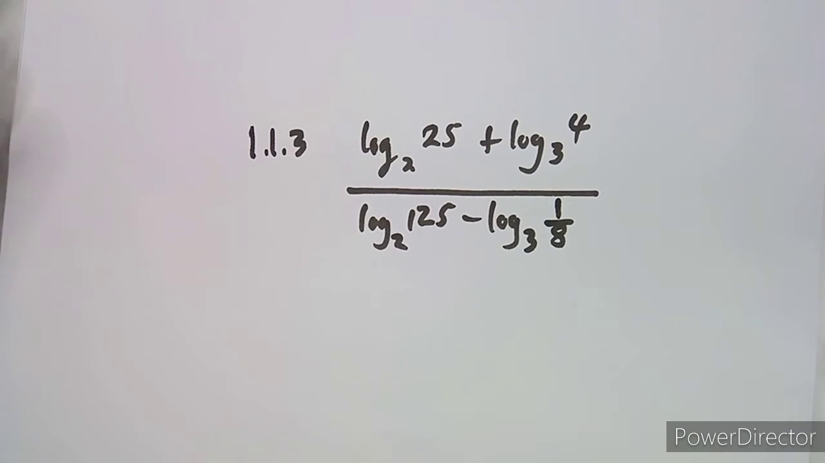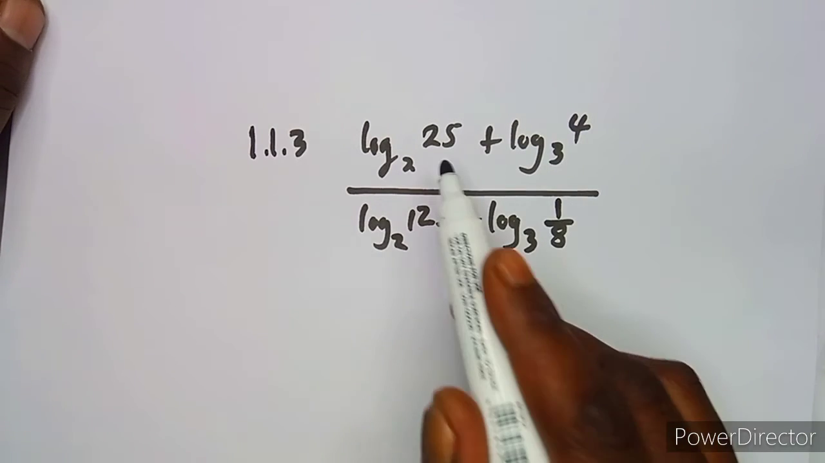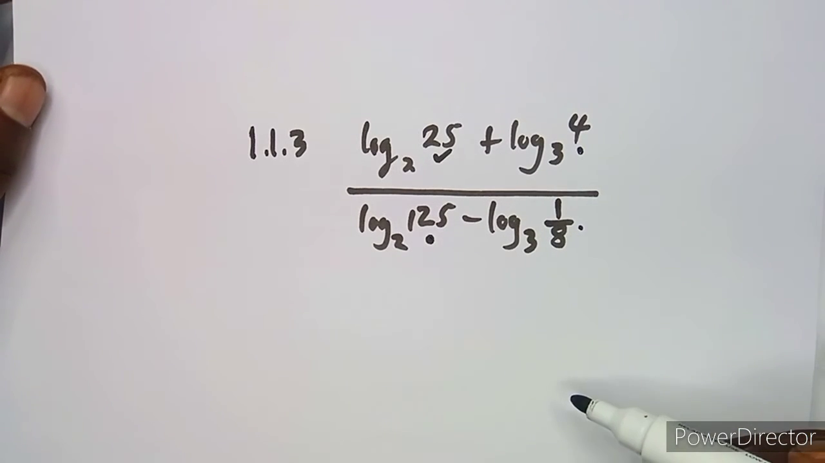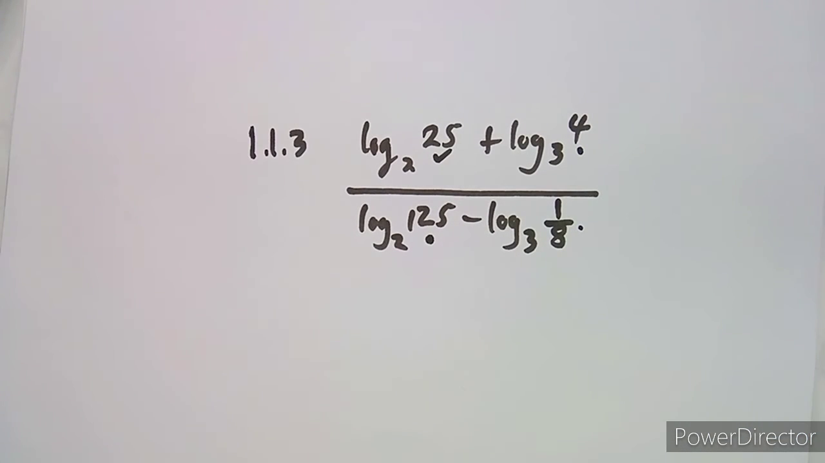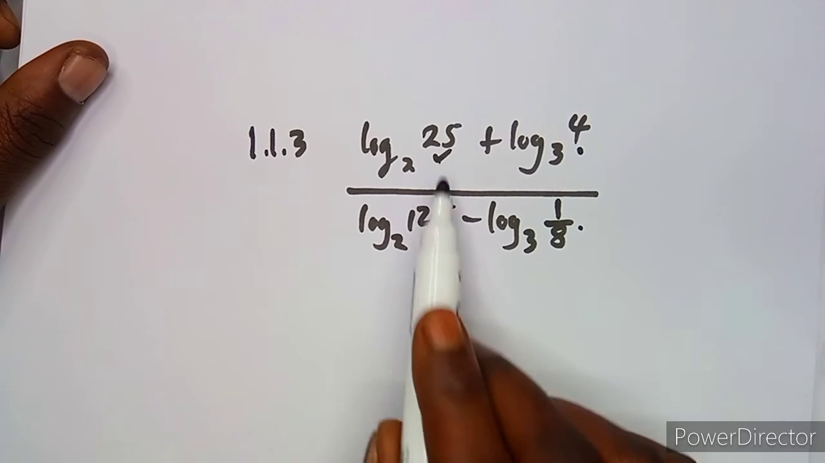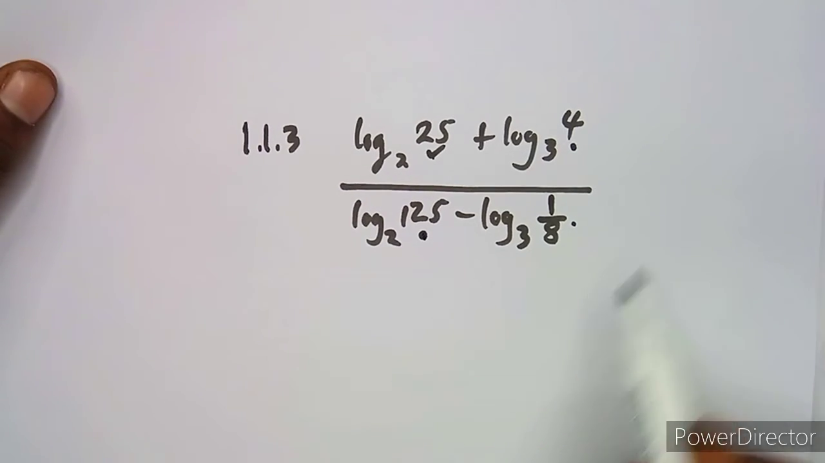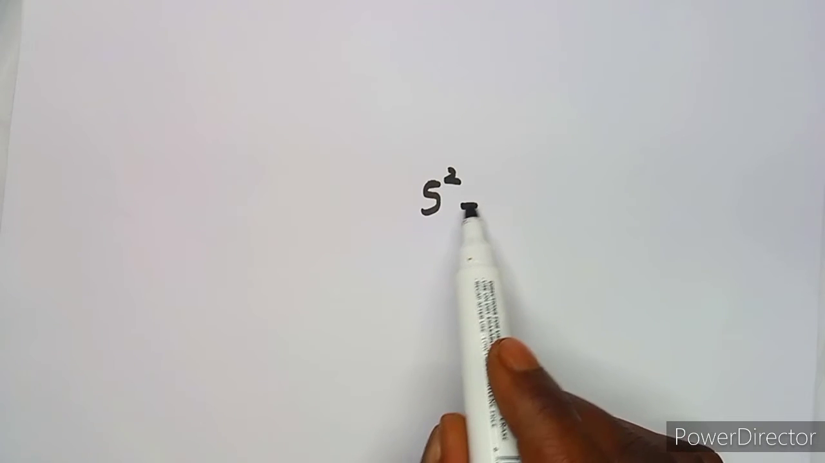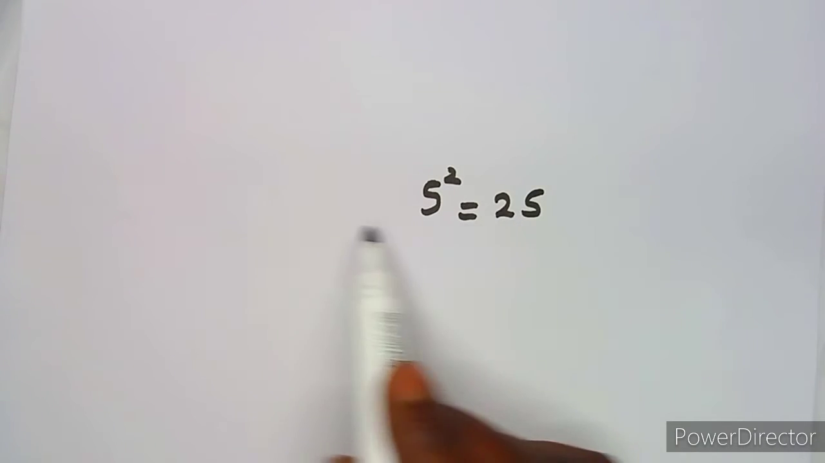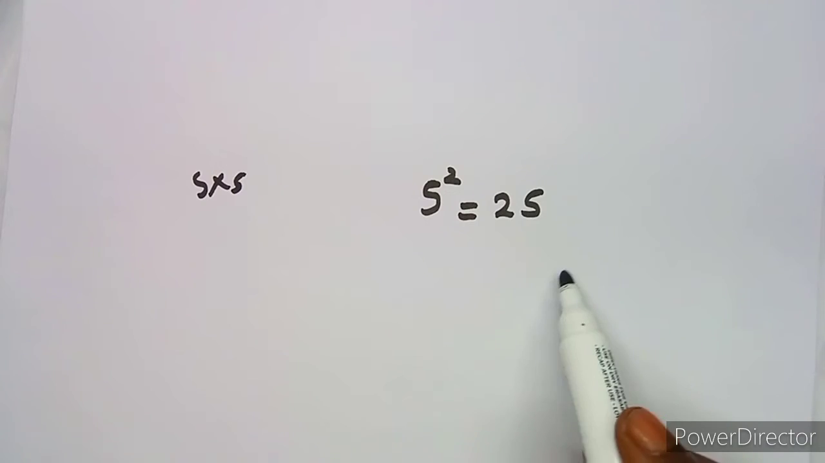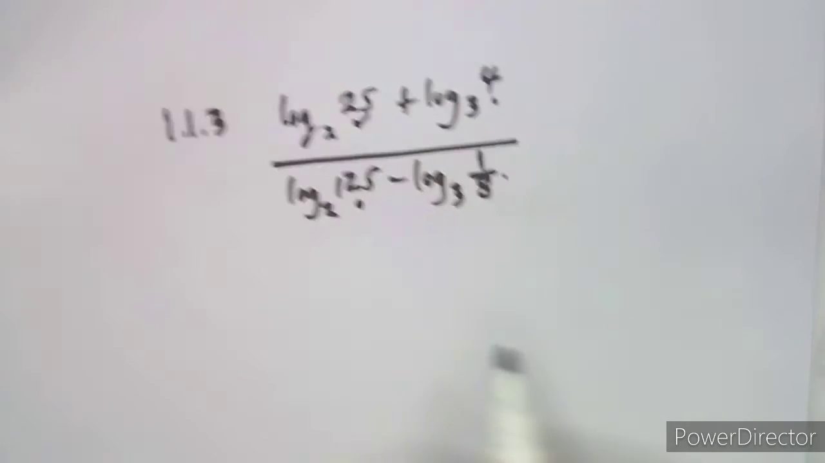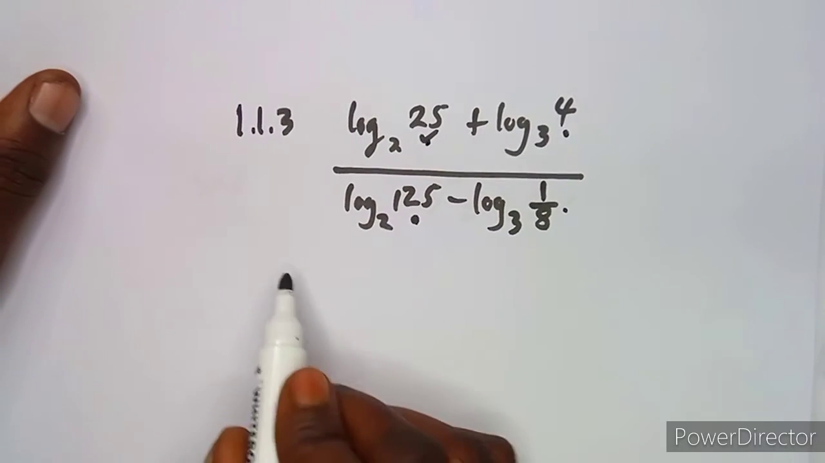But there are some numbers which are actually familiar here: 25, 125, 4, 1 over 8. These numbers can be written in terms of the same number. Like 25 and 125, we can write in terms of 5. How can we write this in terms of 5? We know that 5 to the exponent of 2 gives us 25. It's a matter of multiplying 5 times 5 until you obtain 25, so that's to the exponent of 2. So let's write this and see what we're going to have.